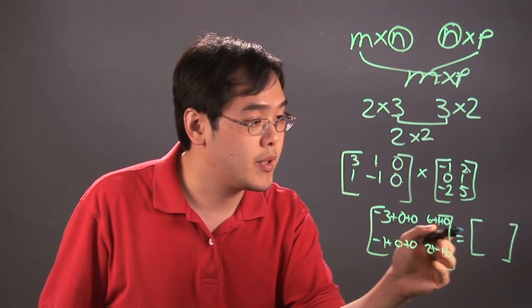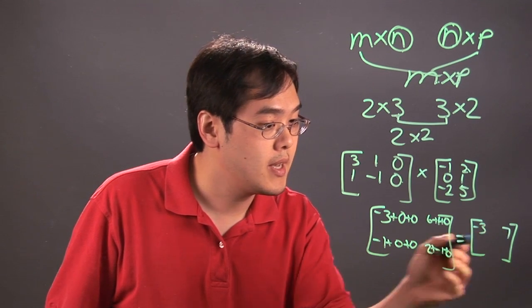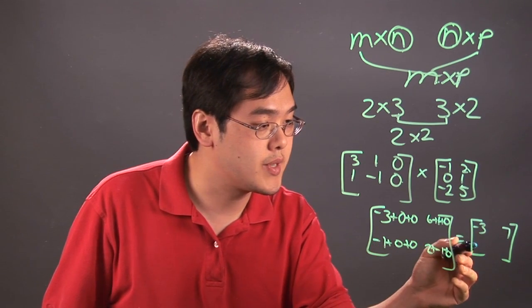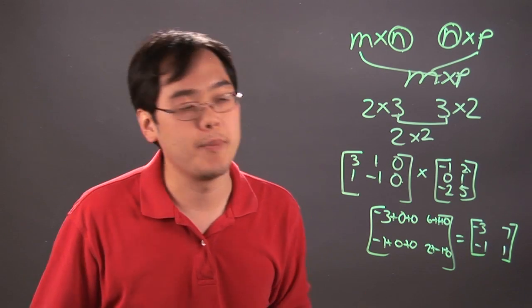Now, your final matrix is going to look like this. Negative 3 plus 0 is negative 3. 6 plus 1 plus 0 is 7. Negative 1 plus 0 is negative 1. And 2 plus negative 1 plus 0 is going to be positive 1.